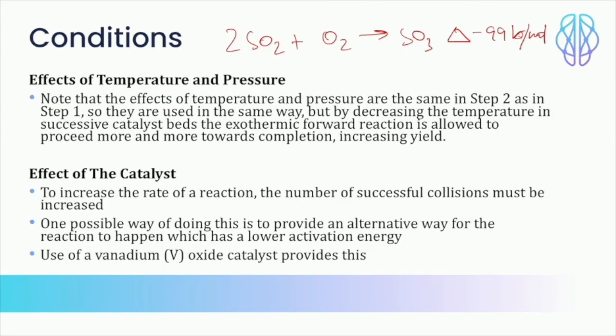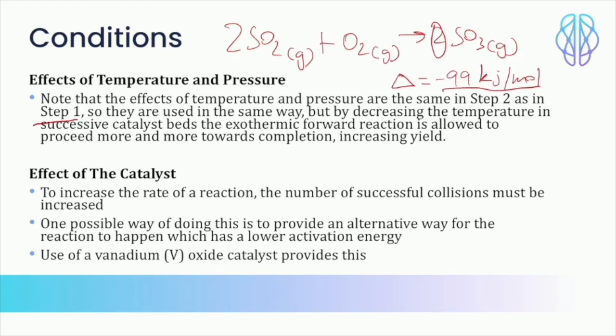We'll start with the second dot point here, the effect of the catalyst. So basically, the whole reason why we're using a catalyst is to increase the rate of reaction, right? How a catalyst increases the rate of reaction is by providing an alternative way for the reaction to proceed that has a lower activation energy. So thus, more molecules will have the appropriate amount of energy to leapfrog that activation energy barrier. So thus, more molecules will react successfully and we'll get an increase in reaction rate.